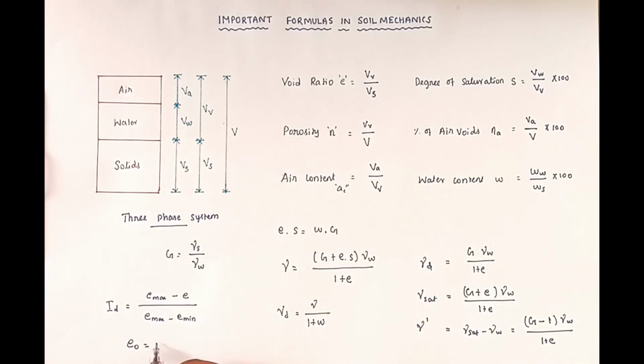Next one is initial void ratio. e naught equals w into G. For initial void ratio, there is no degree of saturation. That's why e naught equals w into G.